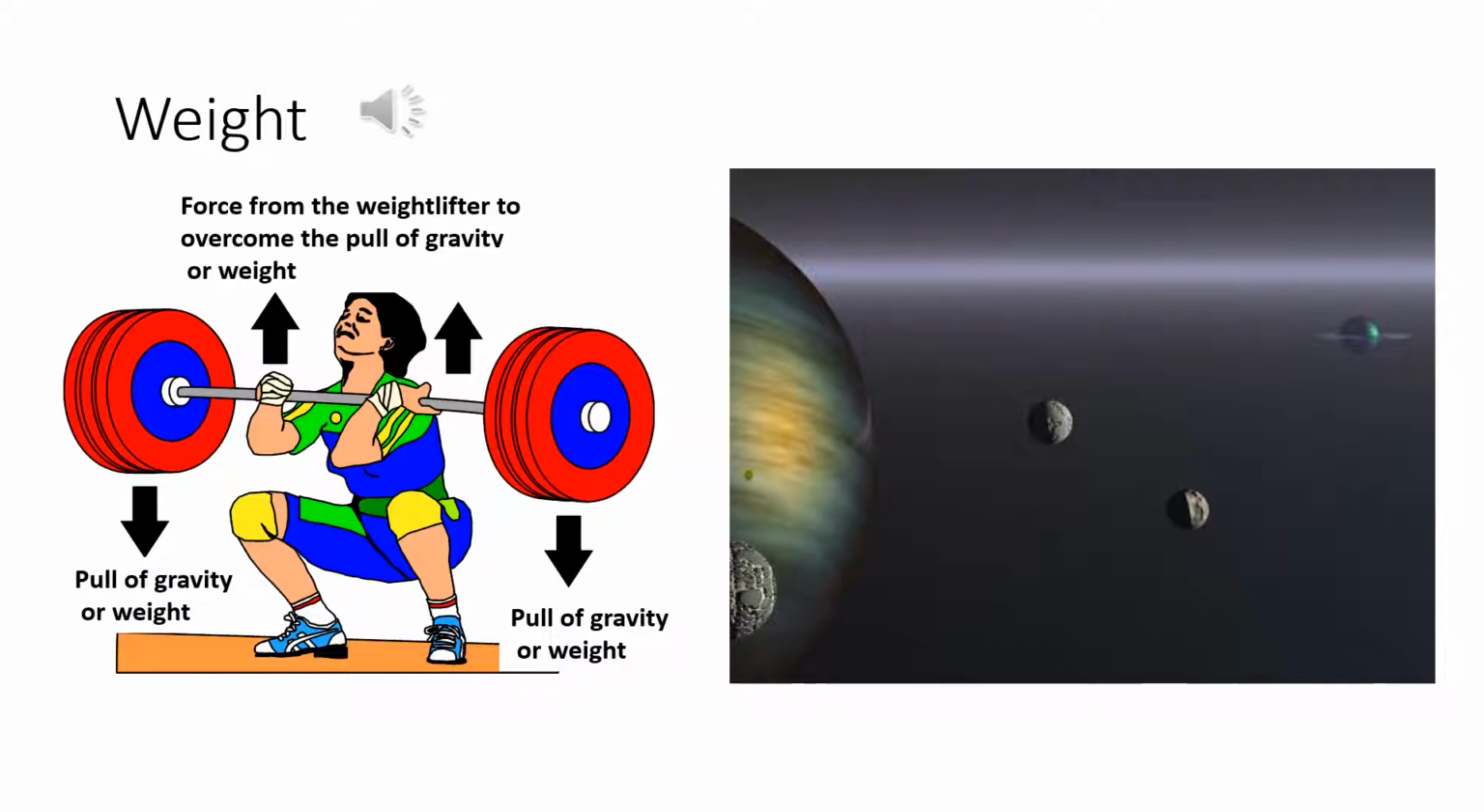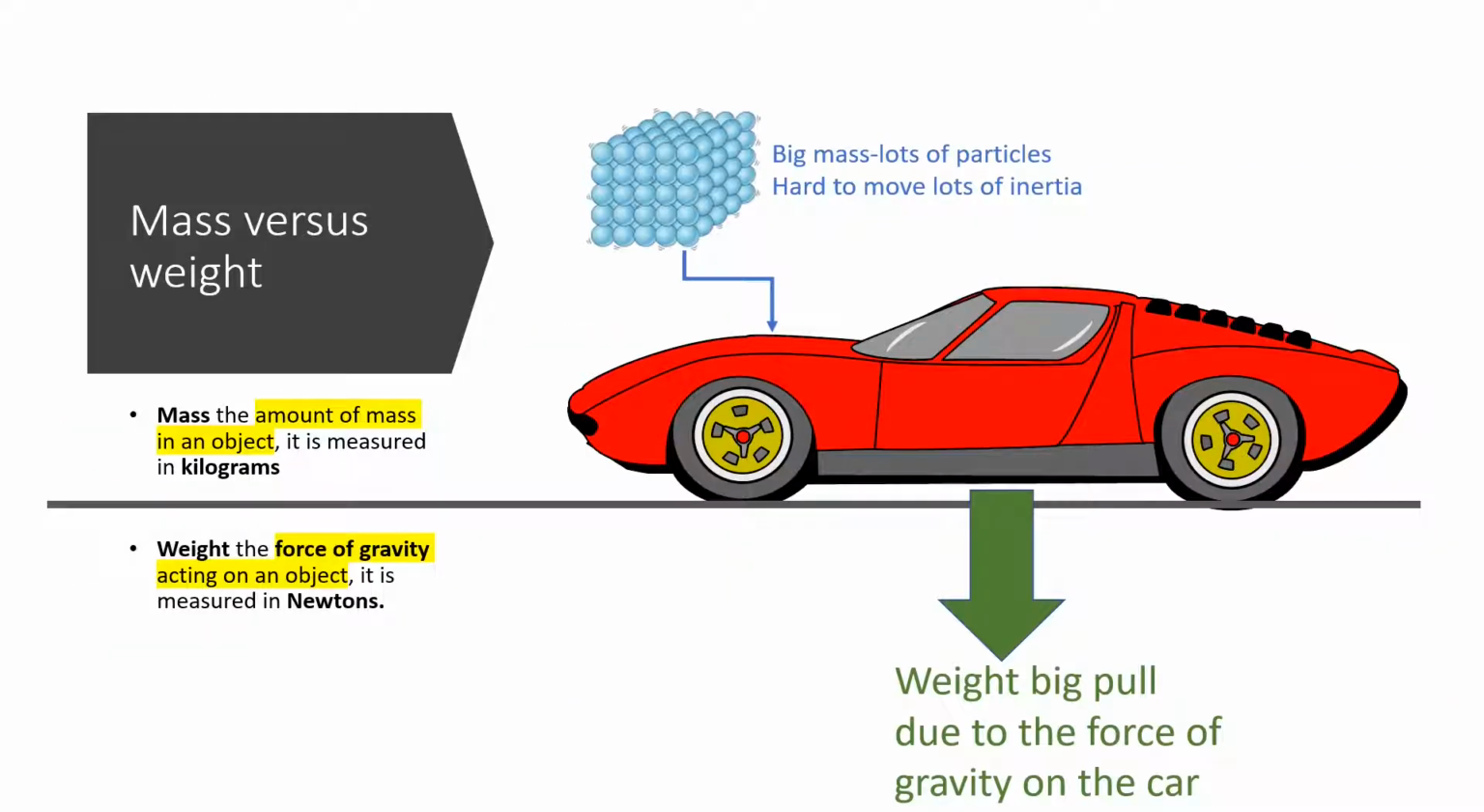So our weightlifter in the picture here is having to pull up or lift against the force of gravity. And you could do the same thing on Jupiter, you would find it much more difficult to lift those dumbbells, because the pull of gravity on Jupiter is much bigger than the pull of gravity from the Earth. If you could do exactly the same experiment on the Moon, you would find that lifting those would be much easier, because the pull from the Moon is much less than the pull from the Earth.